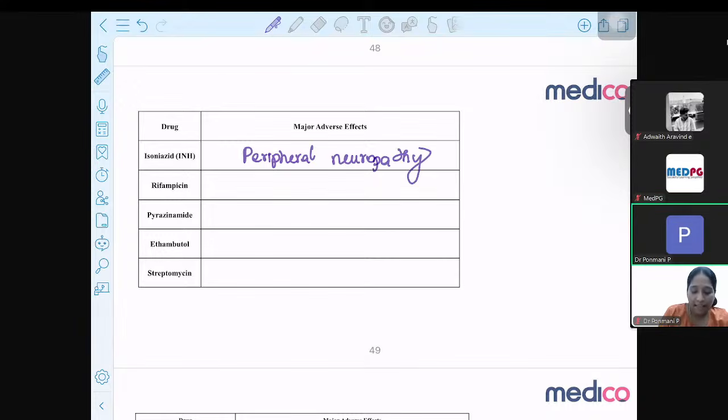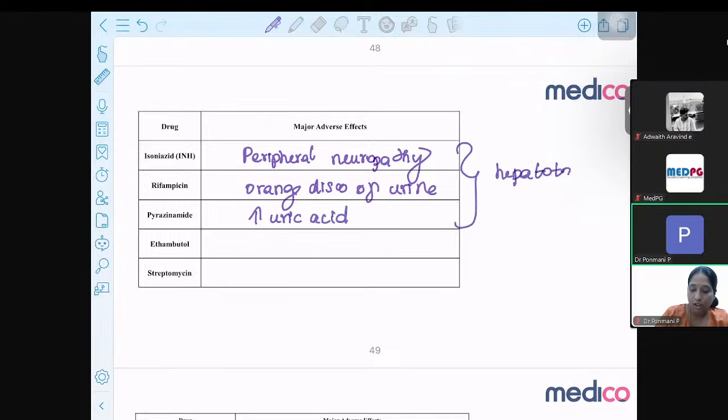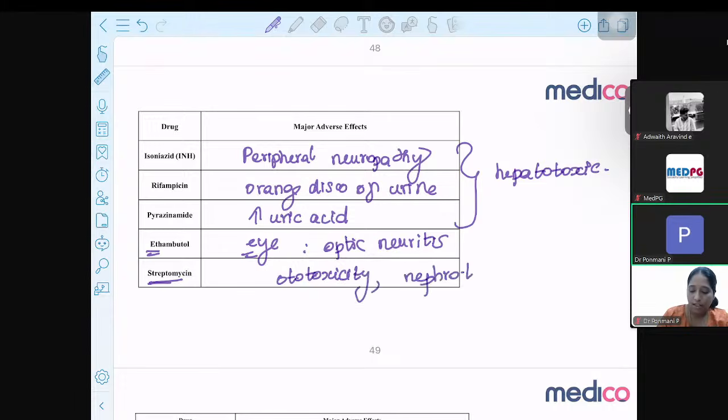And what about rifampicin? The main side effect is orange discoloration of urine, sweat, and all. Pyrazinamide increases the uric acid levels and causes gout. All three are hepatotoxic also. Ethambutol affects the eye and causes optic neuritis. All the aminoglycosides, like streptomycin, cause ototoxicity, and they can cause nephrotoxicity also. So these are the main side effects of the first-line drugs.